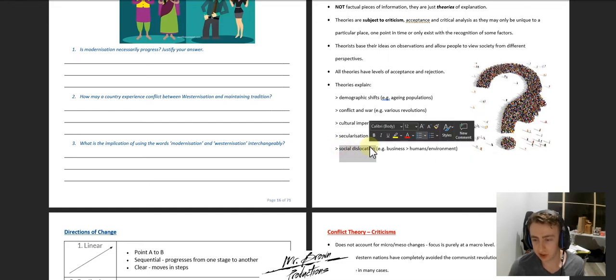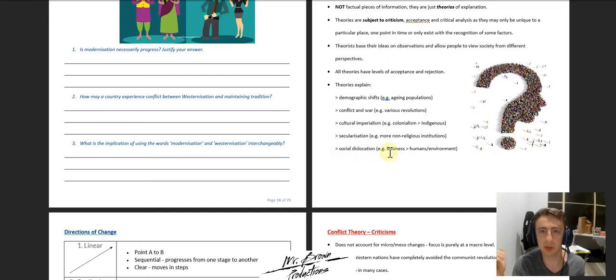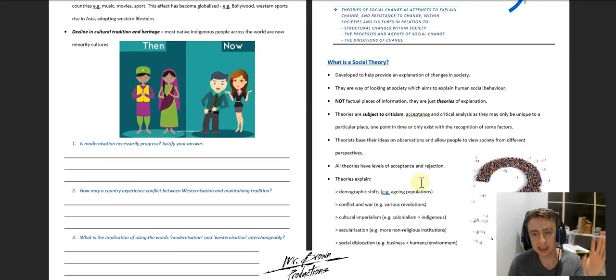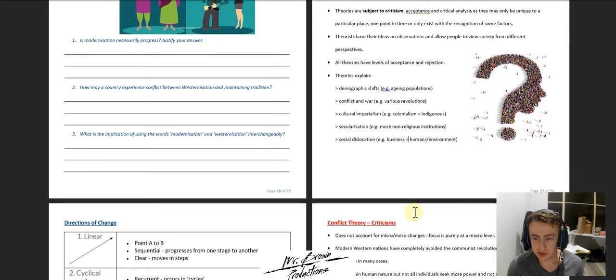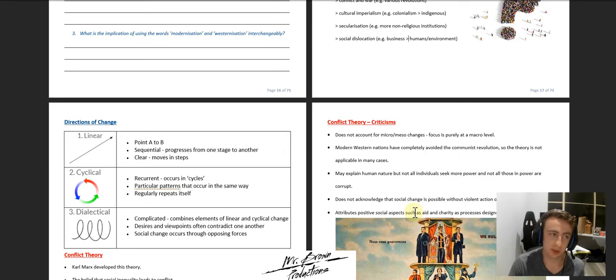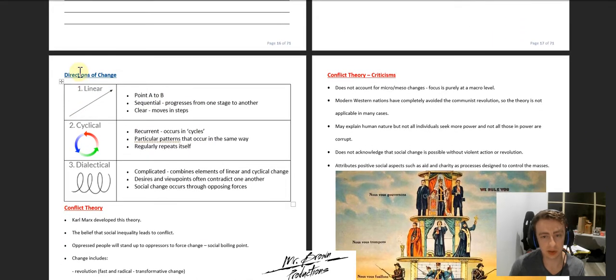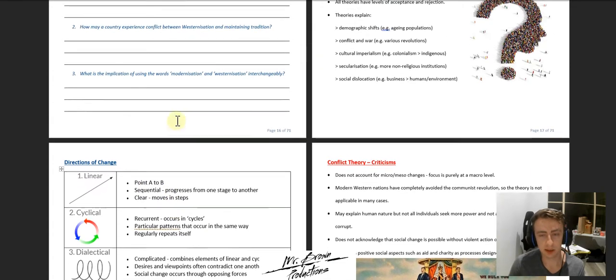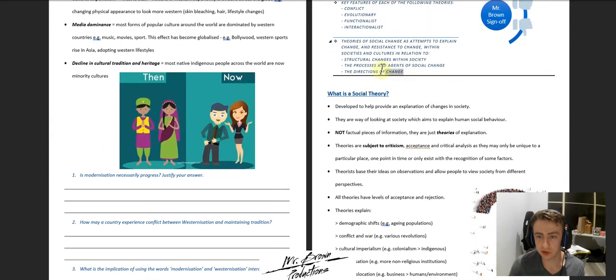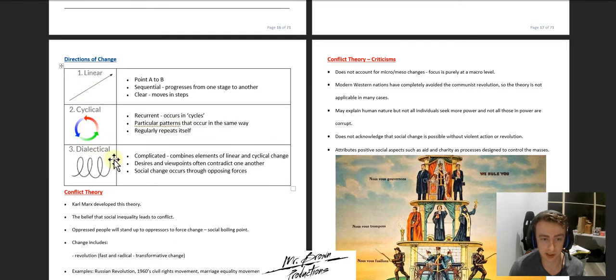And this idea of social dislocation as well, that more and more people are going to be moving to city hubs because that's where business is, and we value that more than we value, I guess, rural areas. So there's lots of different social theories out there to explain change. Some of them are correct in some ways, some of them can be criticized and not correct in others. One last thing before we jump into conflict theory is that any time we talk about any social theory, because our syllabus dot point here is asking for directions of change, so we're looking at what type of change each social theory has. And there are 3 types here.